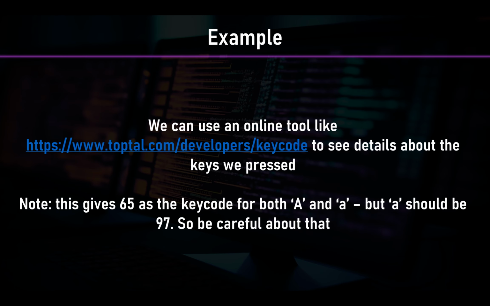So if you want to have a go at this, you can use a website like this. You can just press different keys, and it's going to tell you what the actual ASCII code is for that key. Something to note is that if you press big A or small a, with shift or caps lock selected, it's actually going to tell you 65 for both of them. I think that's just some JavaScript thing, whereas small a should be 97. That's the only thing to be careful about.